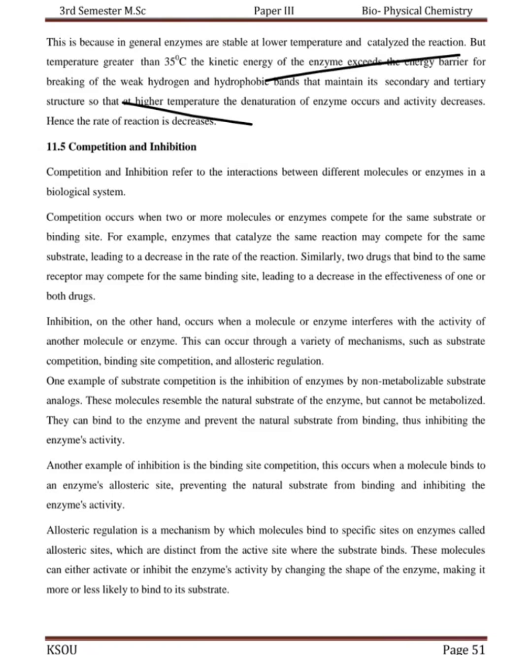And the competition and inhibition. What is competition and inhibition? It refers to interaction between different molecules or enzymes in a biological system. Competition occurs when two or more molecules or enzymes compete for the substrate or a binding site. So when two drugs bind together with the receptors.